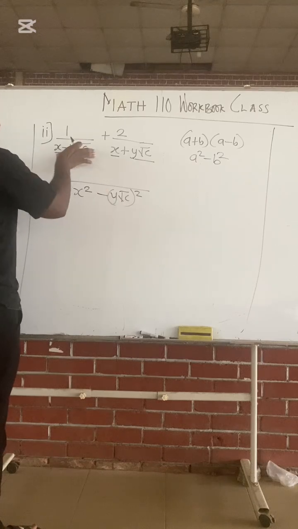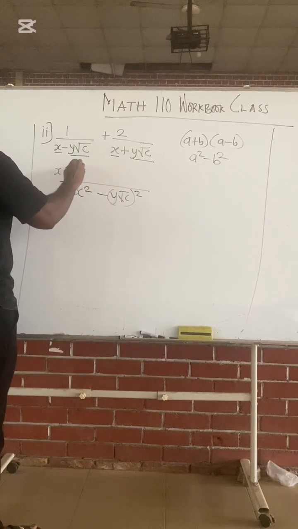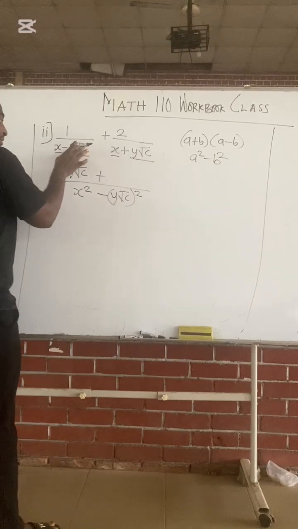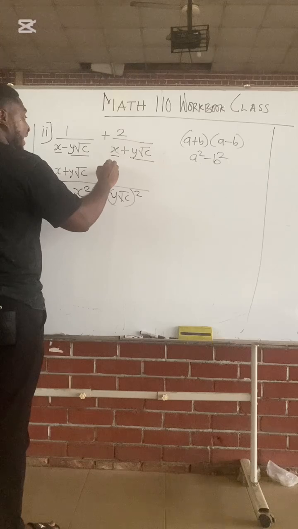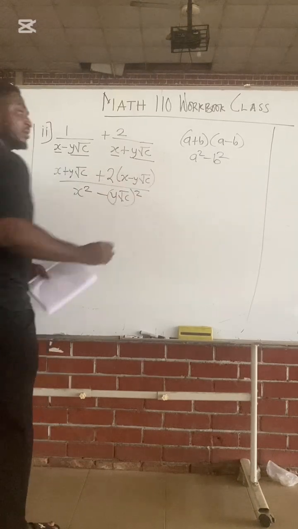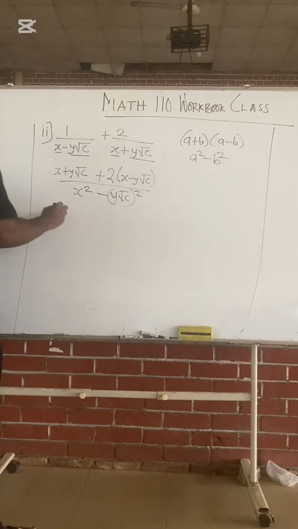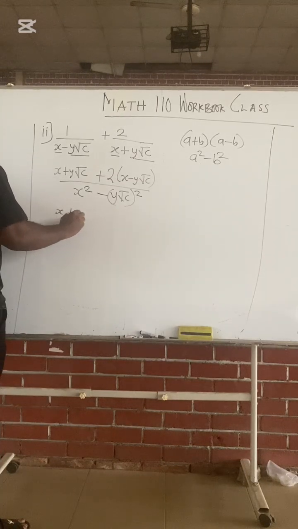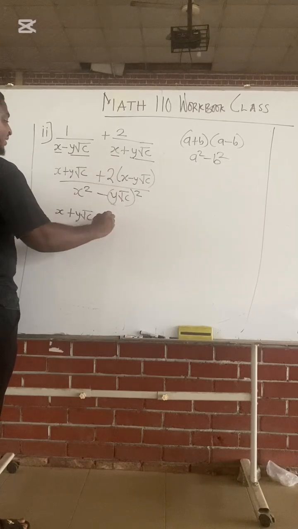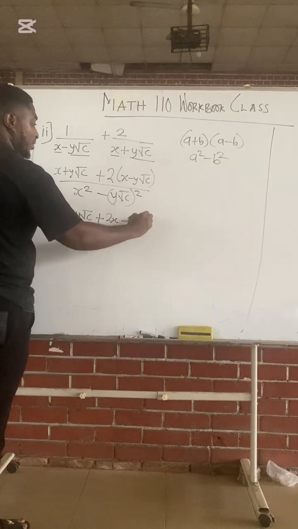Class, this divided by this is this. It's x plus y root c. Plus, this divided by this is x minus y root c, but times 2. So we now have x plus y root c plus 2 into bracket x minus y root c. Let's open the bracket: 2 times x, 2 times minus y root c, minus 2y root c.